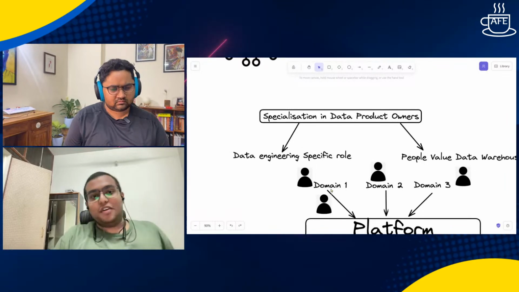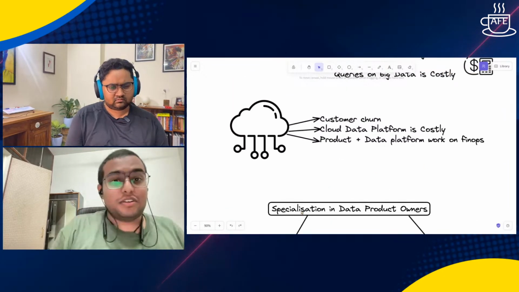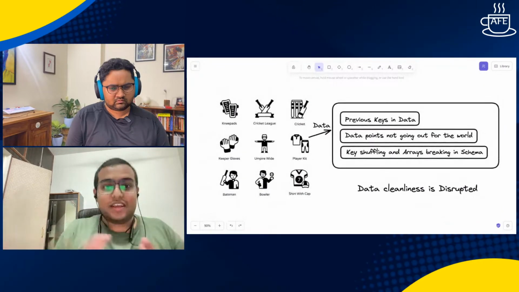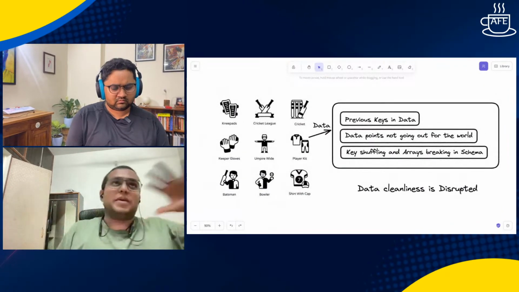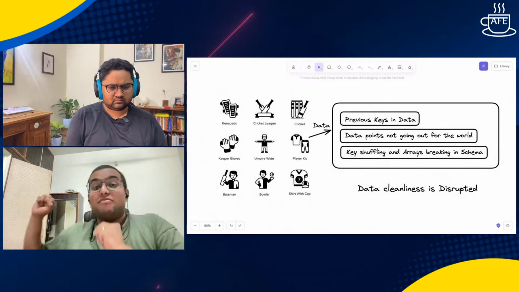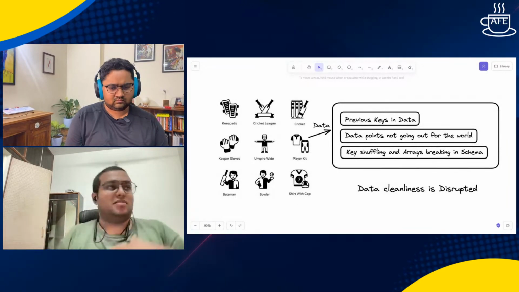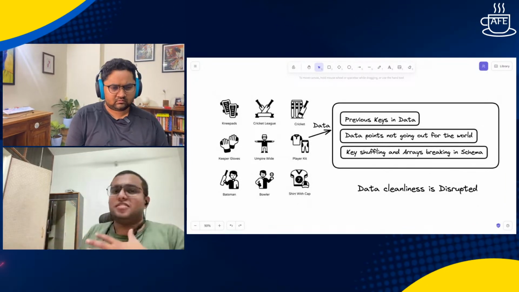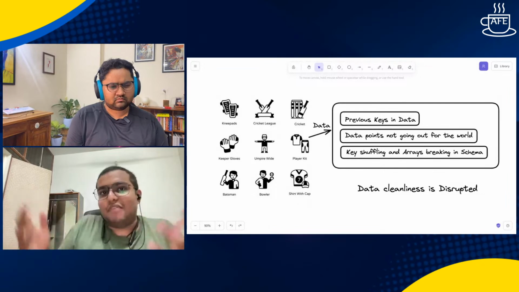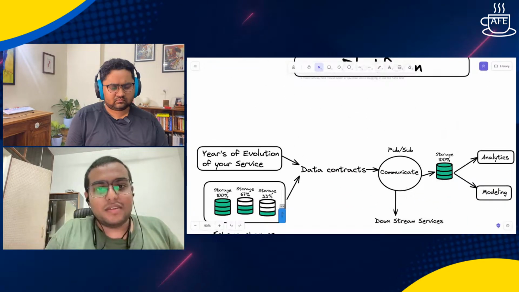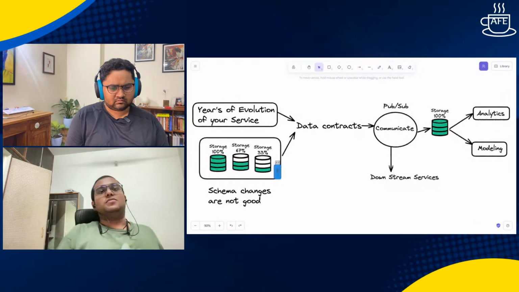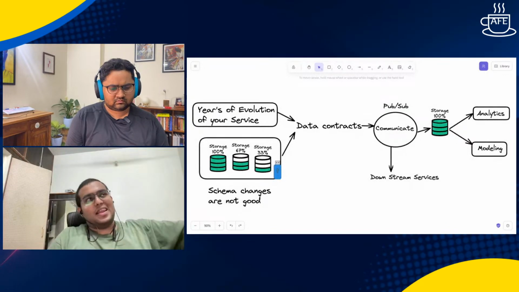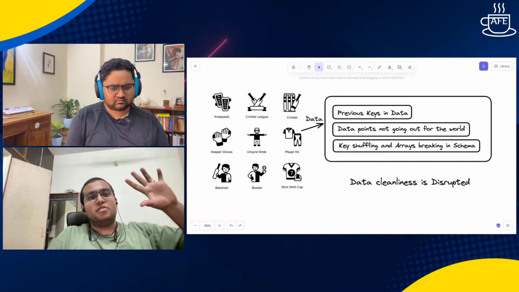And of course, different specializations come into the picture, not just one. There's a lot of specialization, and there are different aspects to the cleanliness of the data, where the previous key in the data is being lost, and the data points have been misused or misunderstood over a course of time, because every time it's not the same data that you deal with. And of course, we then move to how data contracts are going to make an impact on all the problem statements that you saw above.